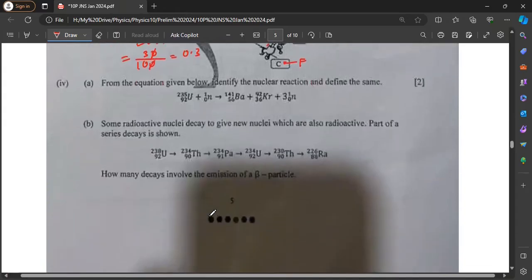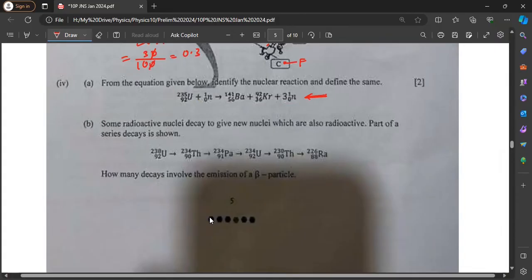Okay, from the equations given below, identify the nuclear reaction. So this is the nuclear fission reaction, and you have to define this. You can refer to the book, it's defined over there. Like a heavy nucleus, and there is a neutron which will split this into two, and an excess amount of energy will be given out along with 3 other neutrons. So that you can write.